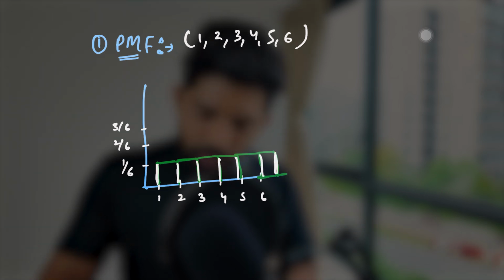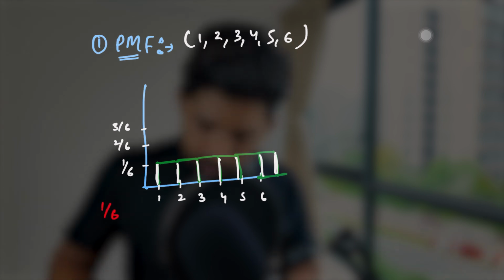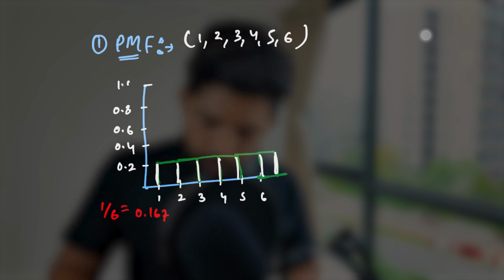Now instead of writing this 1 by 6, we know that 1 by 6 is around 0.167. So I'll change the scale, and I will write here 0.2, 0.4, 0.6, 0.8, 1.0.